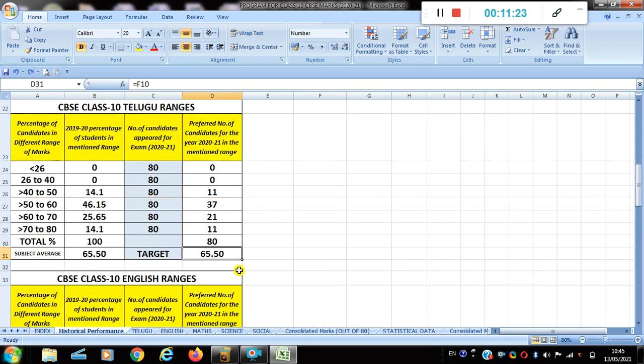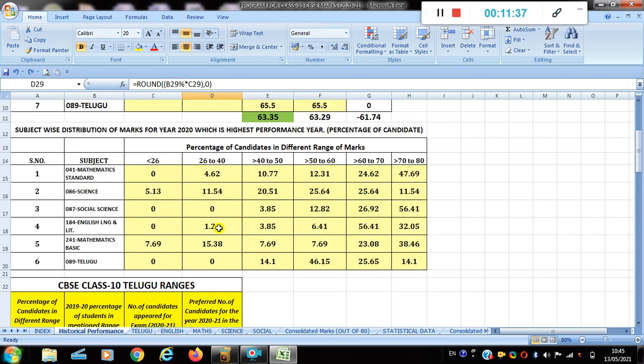See, I should not say it must be 11. CBSE did not ask us to keep the number of students in this particular percentage only. Suppose here for science there are 5.13 percent who secured less than 26 marks in the last year. It does not mean that this year also there must be 5.13% children who secured less than 26 marks. No, it can be 0 also. This also can be 0 also. Their performance might have increased.